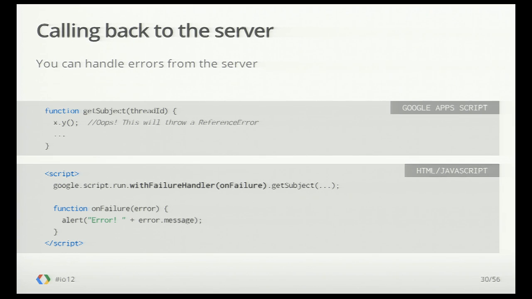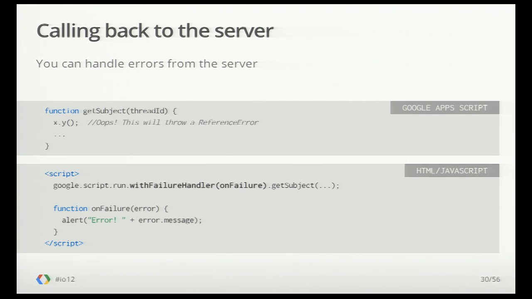And on the client side, I can add a failure handler, which will get an error object with the same message from the server. So it will get that reference error on the client, and it can do something with it. You can mix and match success handler, failure handler. There are other options as well. And you can look again in our user guide for a deeper dive on the things you can do with these functions. But it's really straightforward.